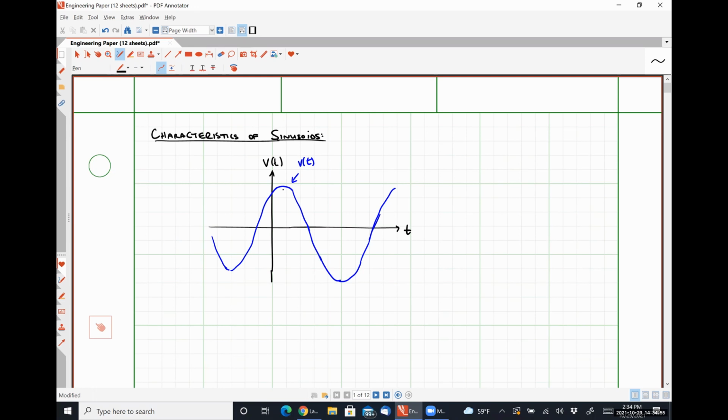The first of which is the amplitude, which I'm going to call V subscript M. So it's the magnitude of the voltage, okay? So this amplitude is the maximum value of V of t. So if I say that I have a 3-volt sine wave, that means that it oscillates between positive 3 volts and negative 3 volts at a particular frequency, okay? So that 3 there would be the amplitude of our sine wave.